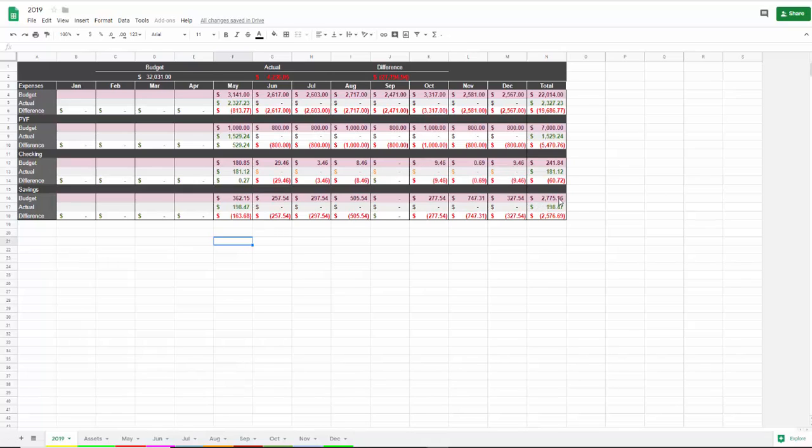And this is what we're estimating or budgeting for our savings. And that's in addition to what we already have in our savings account. So far, for May, we're budgeting like $362.15 to go into savings. So far, we have $198.47. So we're still under $163.68. So that's how we do our end of the year.